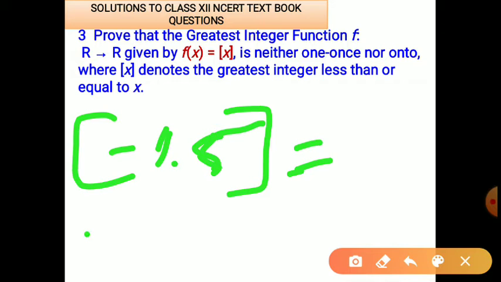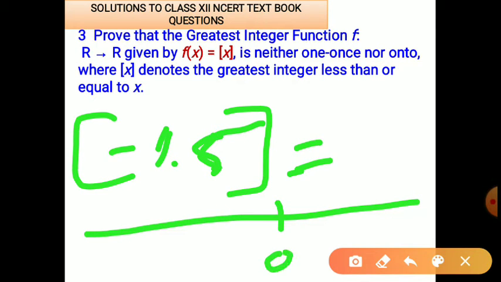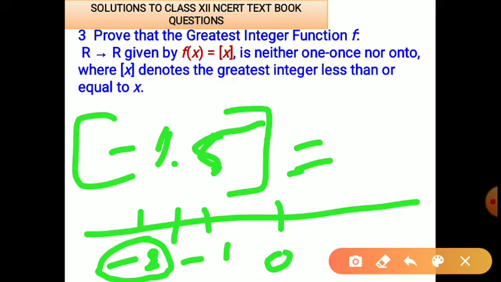No, not minus 1. Take a number line. If you get confused, take a number line like this, with minus 1 and minus 2. Here minus 1.5 will be there. Among the integers less than minus 1.5, minus 2 is there, minus 3 is there, and therefore the greatest one among all of them is minus 2. So here the result will be equal to minus 2. This is a basic thing about the greatest integer function, and keep it in your mind.